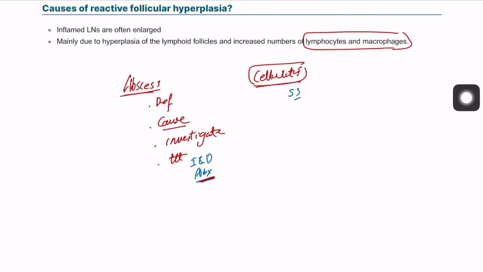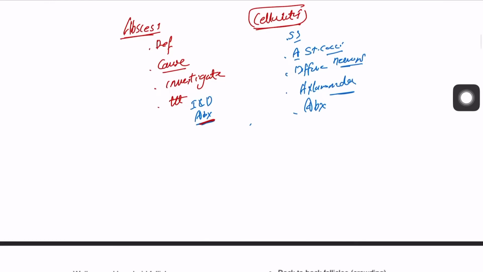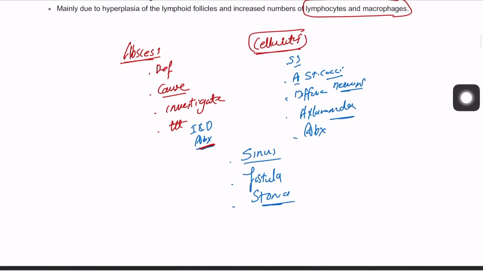So superficial spreading caused by group A beta hemolytic streptococci, and there is diffuse or extensive necrosis, okay, and due to production of hyaluronidase enzyme as well. And this one is usually treated by antibiotic instead. We know how to define a sinus, and how to define a fistula, and how to define a stoma as well. So that was the main things that we discussed in the first topic.